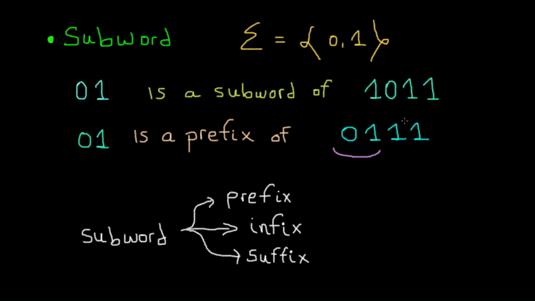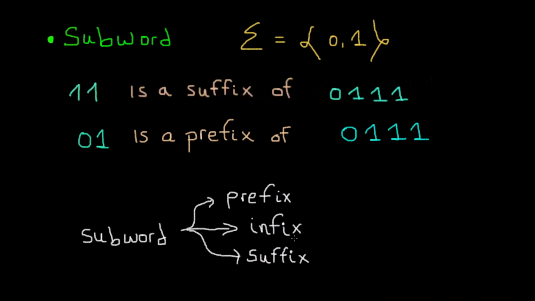So essentially, a subword is a prefix of another word if the other word starts with this subword. In language theory, a subword can also be an infix. An infix is a subword that appears within a word, but not at the beginning or the end. And so we can see how this is precisely the case here. We can see how 01 appears in the word 1011 in this place, which is not the beginning nor the end. So 01 is an infix of the word 1011.